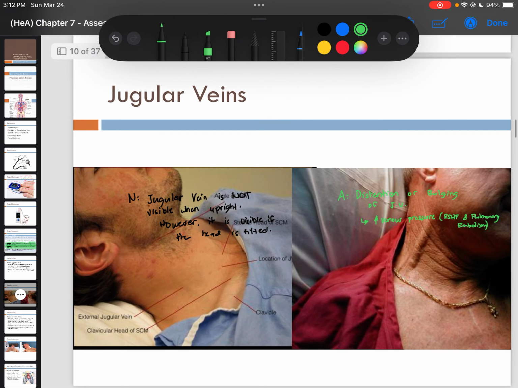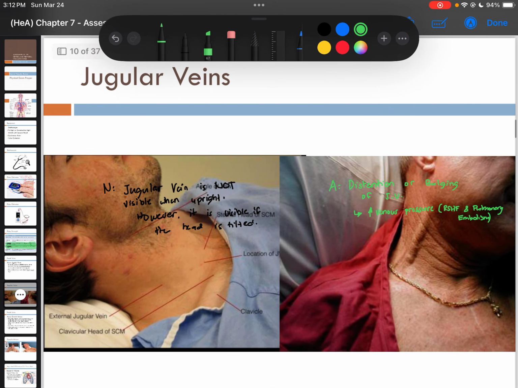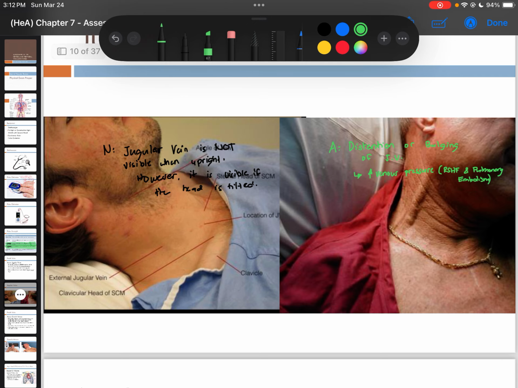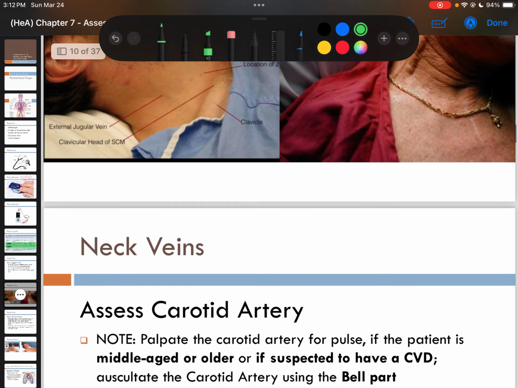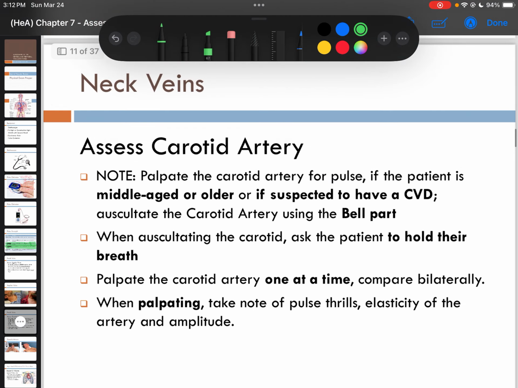So that is how you assess and inspect your jugular veins. Next is to assess your carotid artery. Now, class, since this is an artery, always remember, arteries have pulses. Now, what do you mean there's a pulse? Obviously, since there's a pulse, we can palpate it.